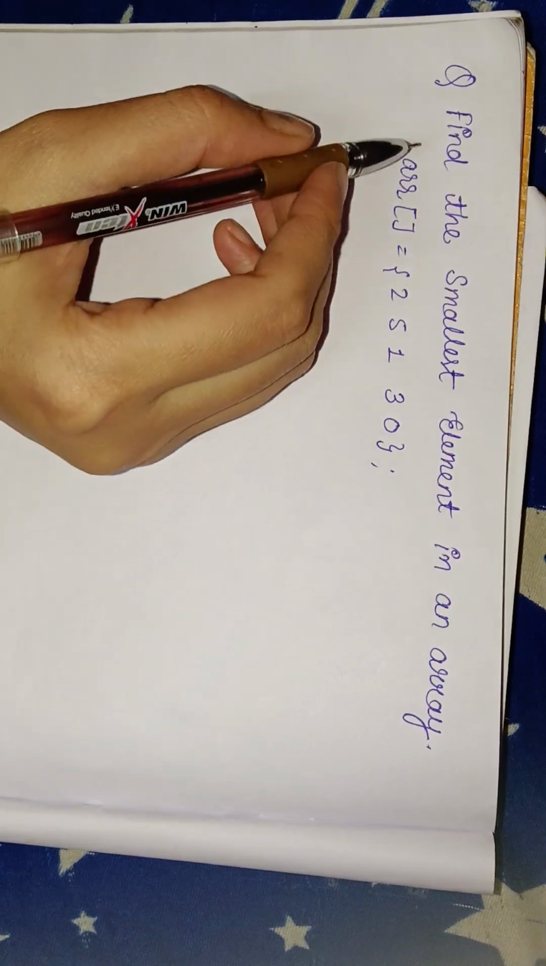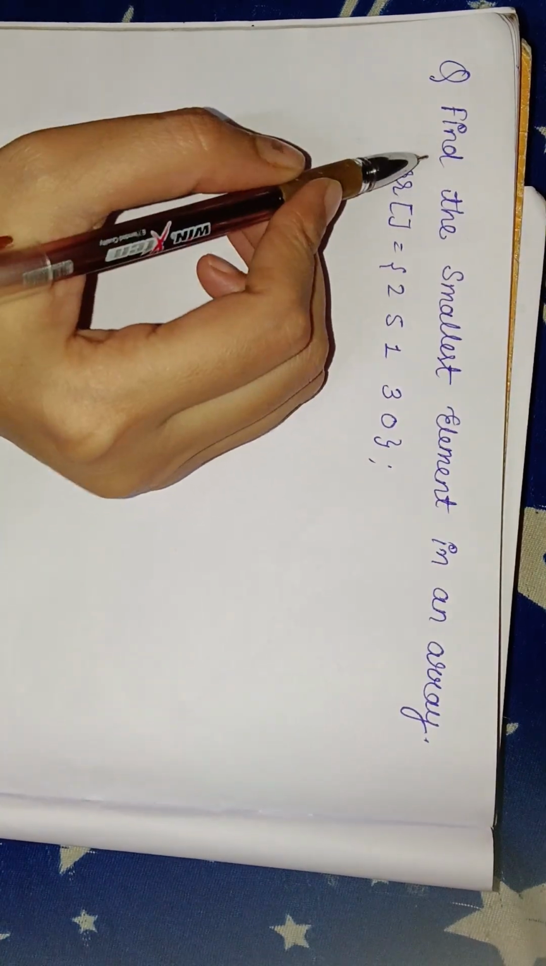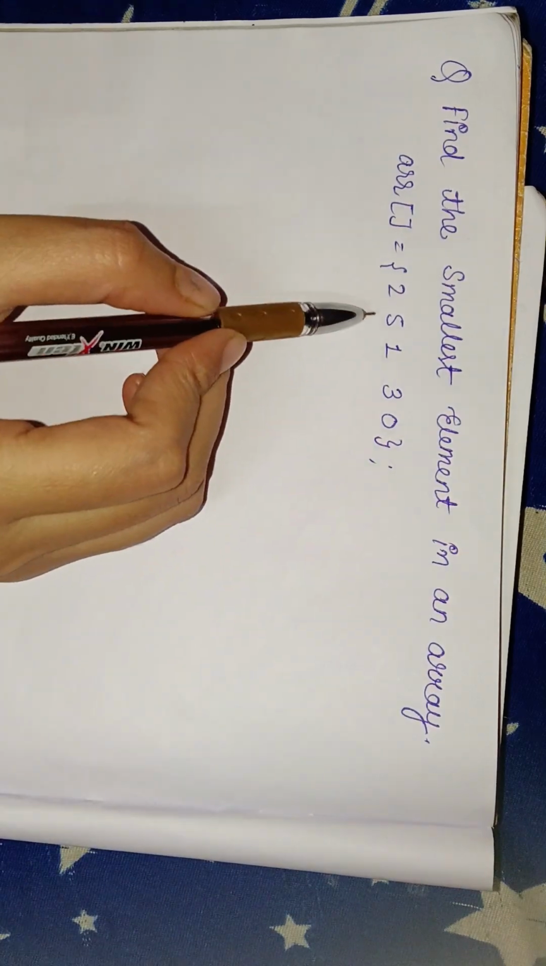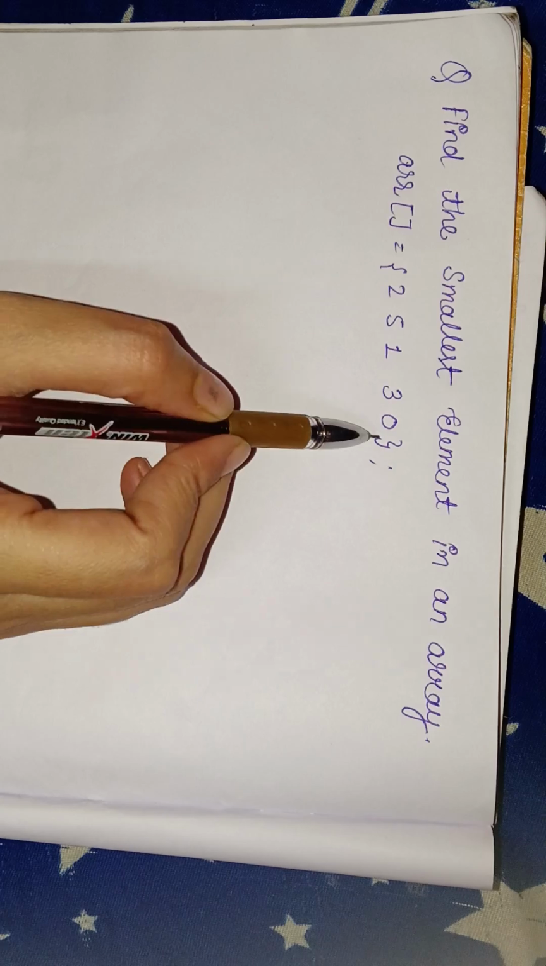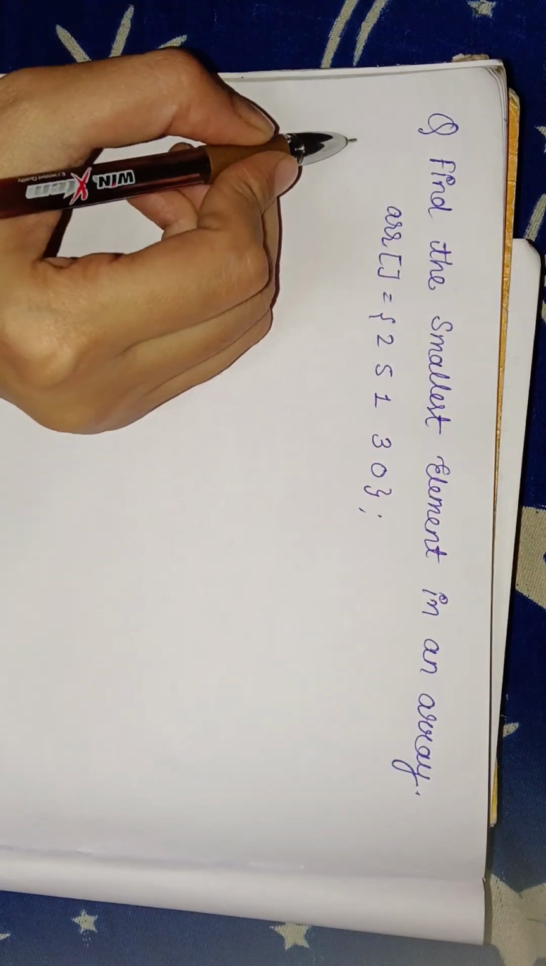So hello guys, today I am solving this problem: find the smallest element in an array. So this is our array, 2, 5, 1, 3, 0. These are the elements.